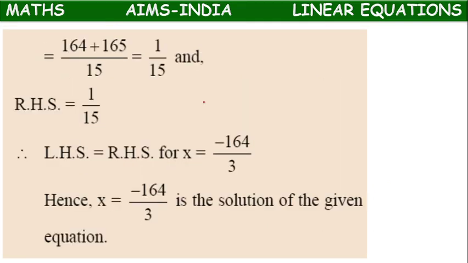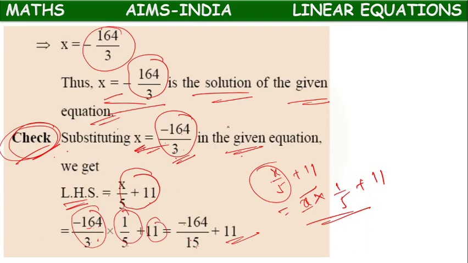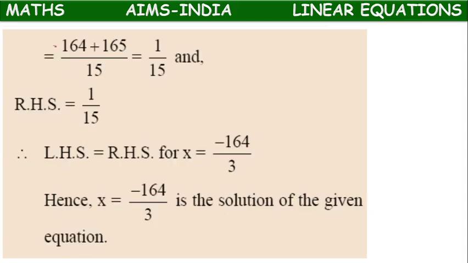So what we can do here? We can do LCM. 15 into 11 is 165. So here minus 164 plus 165 by 15 after taking LCM. In 165, 164 goes, means 1 by 15. LHS we are getting 1 by 15.